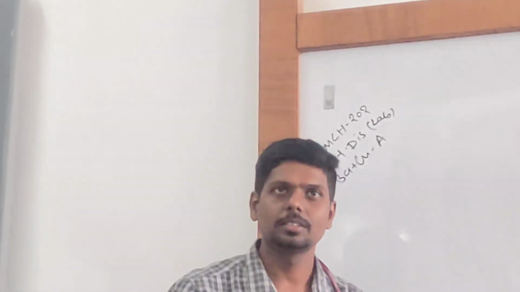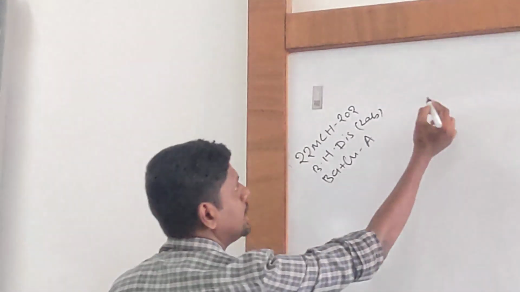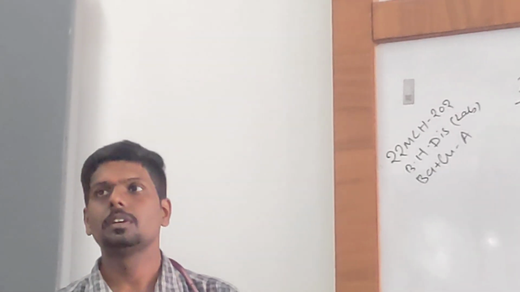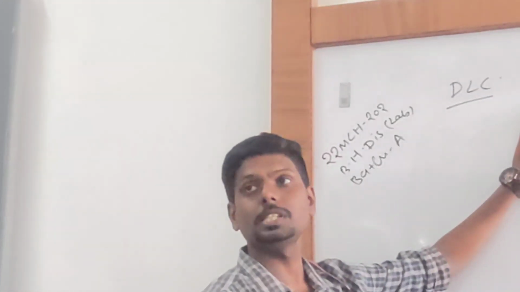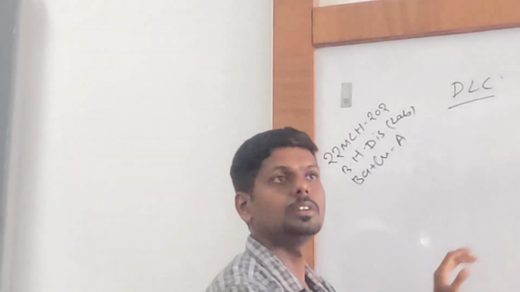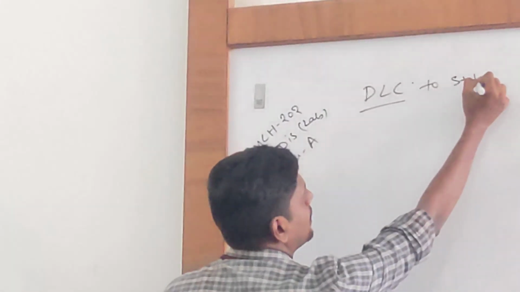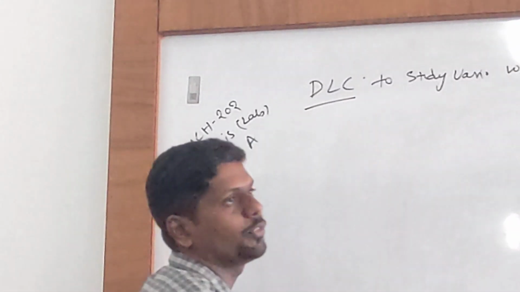Alright, so today we will discuss the DLC. What is the full form of DLC? Differential leukocyte count. What is the purpose of DLC? To observe or to study the various types of WBCs.